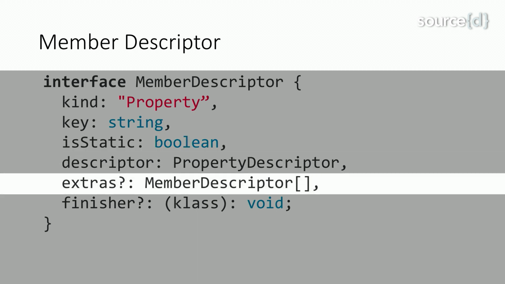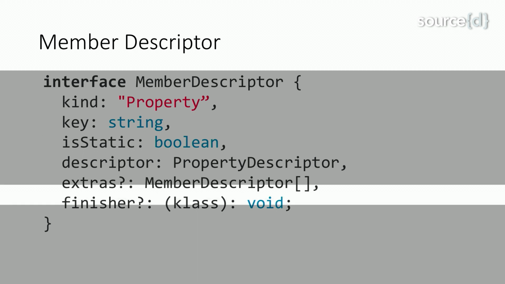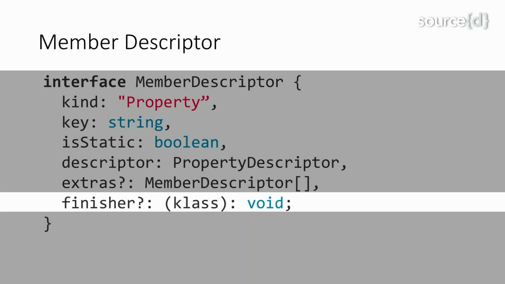Let me jump over this one. We have an optional key called extras, and that's an array of member descriptors. This is cool because then by decorating one property, you can get several of them. And an optional finisher, that's a function that receives the class once it's finalized, once it's completely defined, and it just gets called.